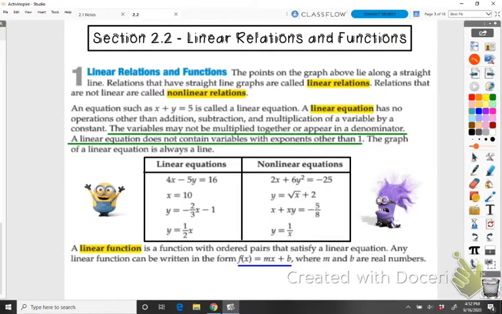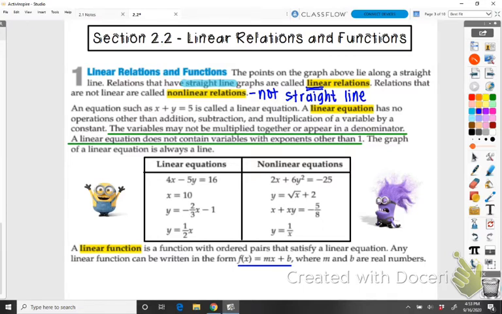This is lesson 2.2, linear relations and functions. So this first part here is going to talk about linear and nonlinear. Anytime you see the word linear, you think of points that are going to be in a straight line. Nonlinear means it's not a straight line. So think about the word line is within linear. So if it's a curved graph or a circle or something like that, that's nonlinear. Anything that is a straight line is linear.